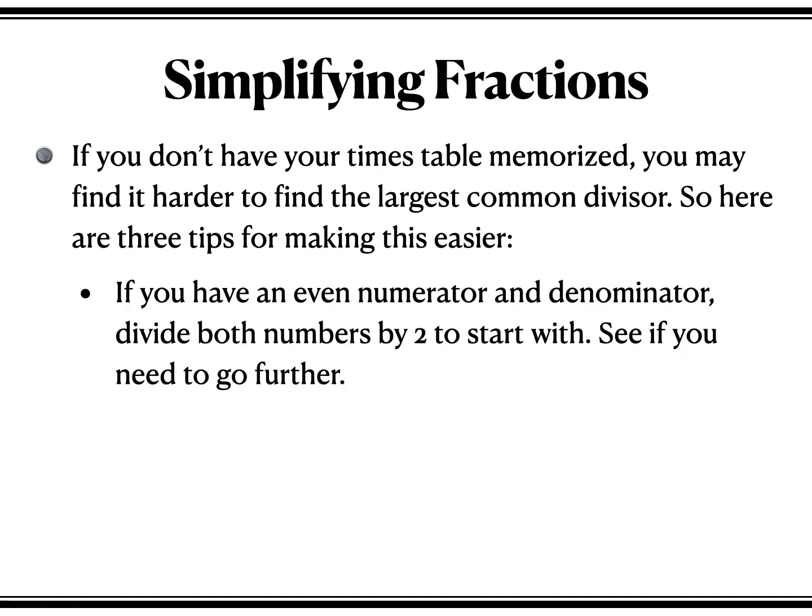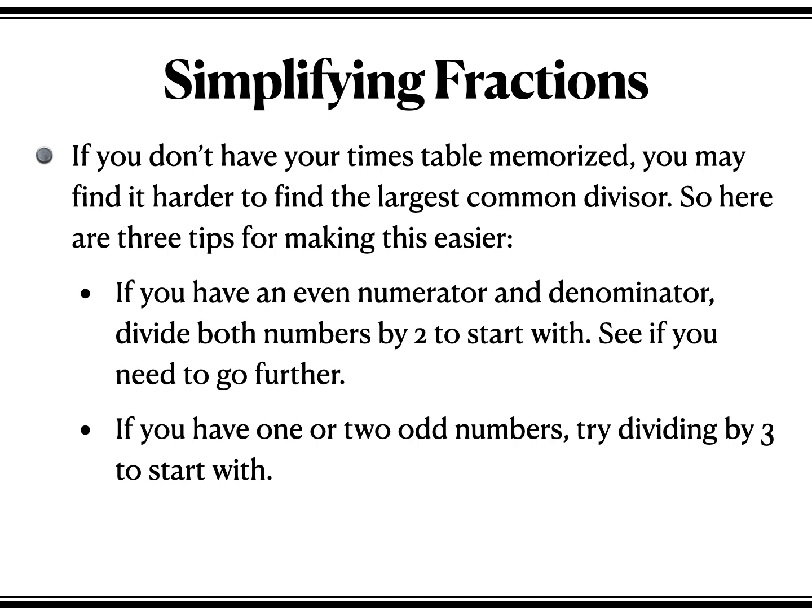If you have an even numerator and denominator, divide both numbers by 2 to start with. Because if they're even, they will always be divisible by 2. See if you need to go further after you've first divided them by 2. Maybe you have to do it again. Maybe you have to do it a couple times. It's perfectly okay if it takes you a couple steps to simplify. Nobody is ever going to know. It's your little secret, so don't feel bad if you need to do it in more than one step.